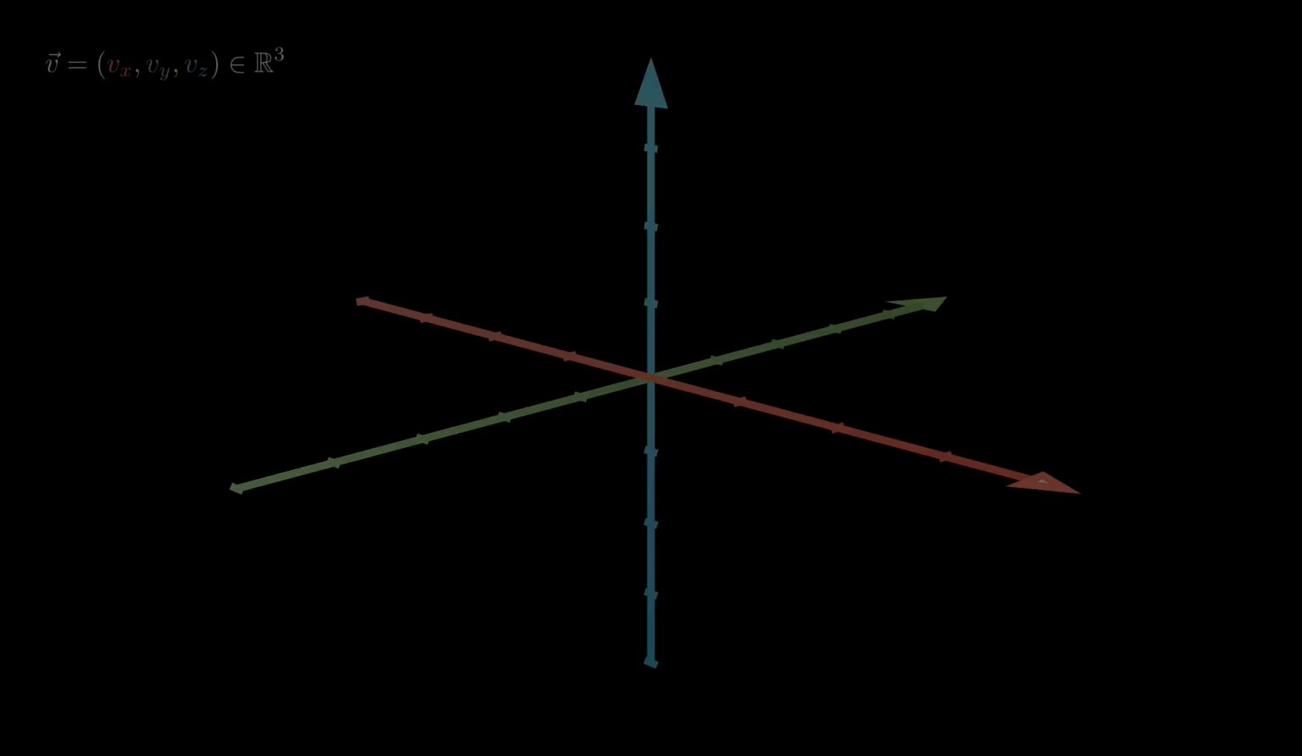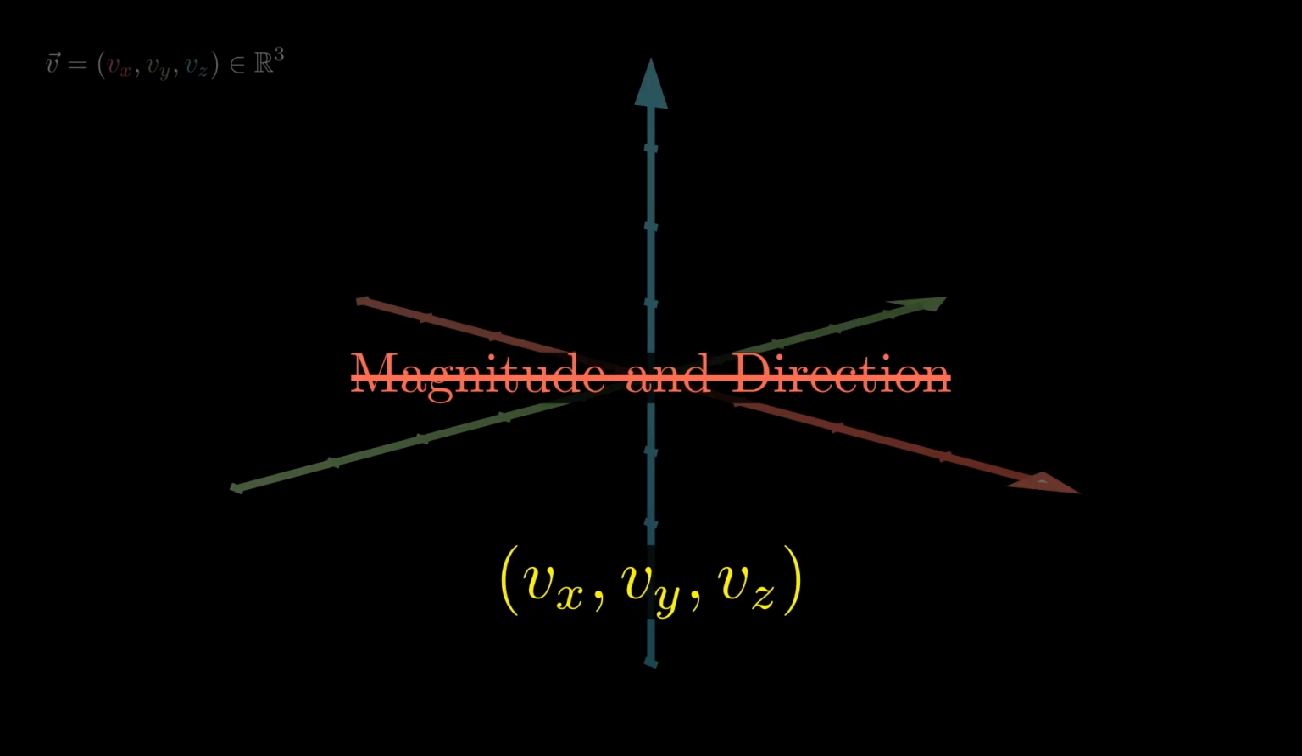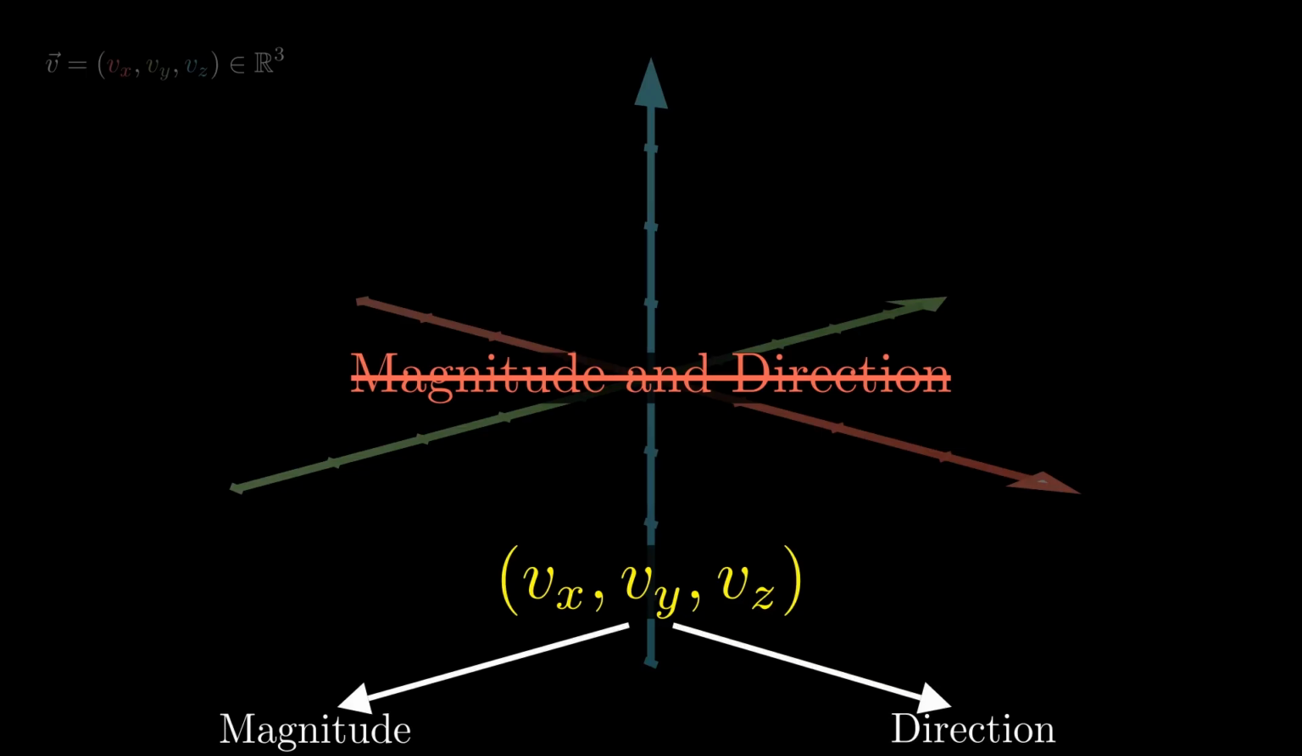And this leads us to one important idea, that a vector is not fundamentally magnitude plus direction as 2 separate ingredients, but instead, that the vector is defined by its components, Vx, Vy, and Vz. And its magnitude and direction are properties that we compute from them.